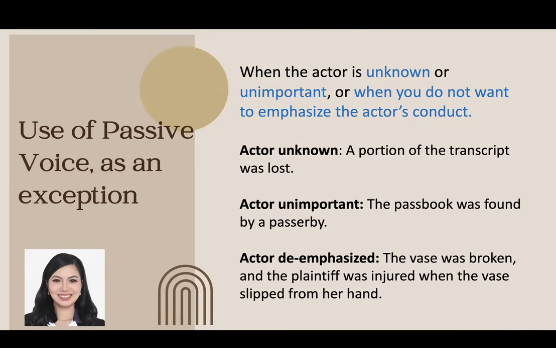Another example, you want to de-emphasize the action of the actor. For example, "The vase was broken and the plaintiff was injured when the vase slipped from her hand." In this example, actually, it was the plaintiff who broke the vase because the vase slipped from her hand. Okay, however, you want to de-emphasize the plaintiff's action. So you converted it into passive voice. The focus now of this sentence is that the vase was broken, and that the vase slipped from the plaintiff's hand.